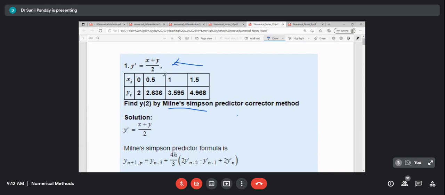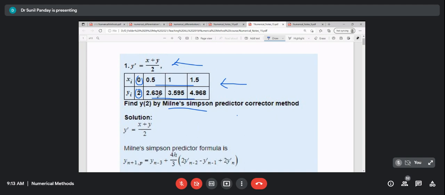Suppose this kind of question is given to you: dy by dx equals x plus y by 2. The first job is to find these values. Here y0 is 2, which is given, but I told you earlier that you have to calculate the other values, because these three values are sometimes not given in the question itself.